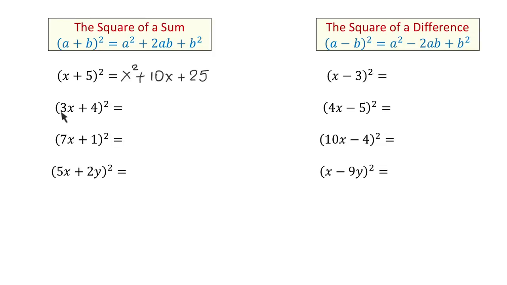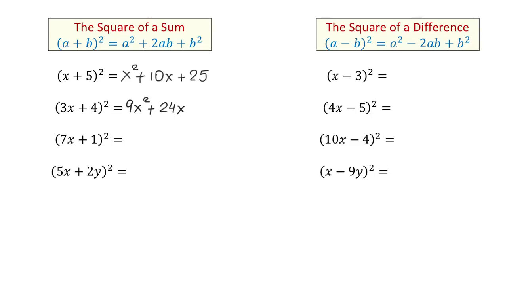First, we have to take 3x and we have to raise it to the second power. 3x to the second power is 3x times another 3x, which gives us 9x squared. Plus, now let's multiply 3x and 4, and then we will double this product. 3x times 4 is 12x. 12x, when doubled, will be 24x.